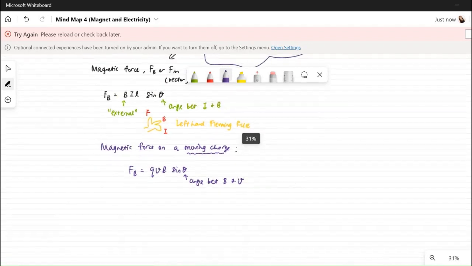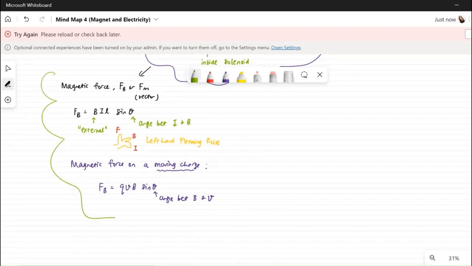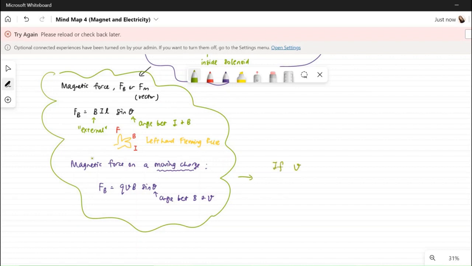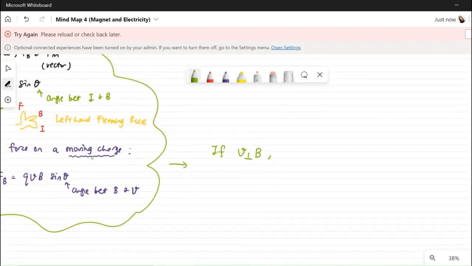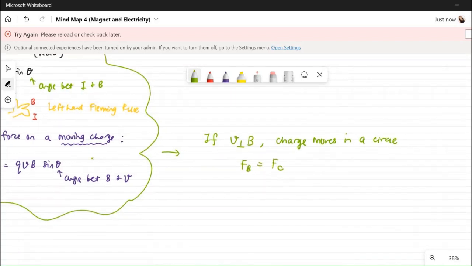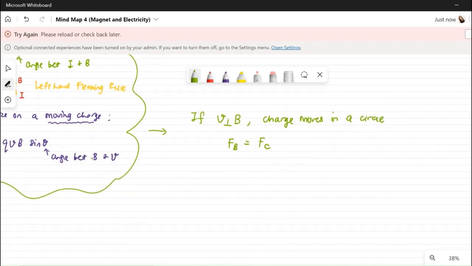There is one very special character of this moving charge when it is moving in an external magnetic field. What happens if the direction of the speed of the moving charge is perpendicular to the magnetic field? The moving charge will move in a circle. So the charge moves in a circle, and therefore the magnetic force is also equal to the centripetal force. Centripetal force is the force in a circular motion, right? Therefore, I can further write qvB is equal to mv squared over r.